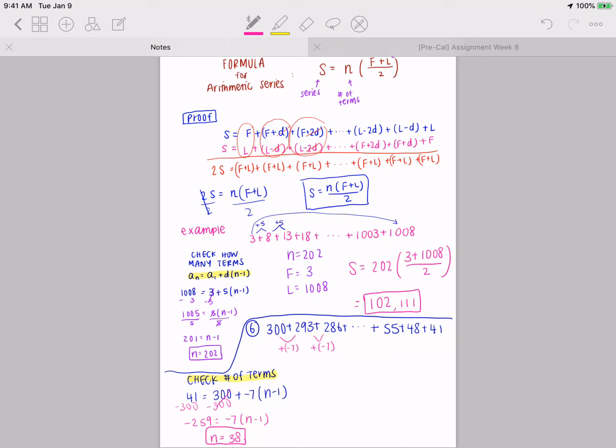Okay, so we have our n ready, and f and l ready, because they are 300 and 41. Substitute everything in the formula. We have s equals 38 times the first and last number, which is 341, all over 2. Your final answer should be 6,479.